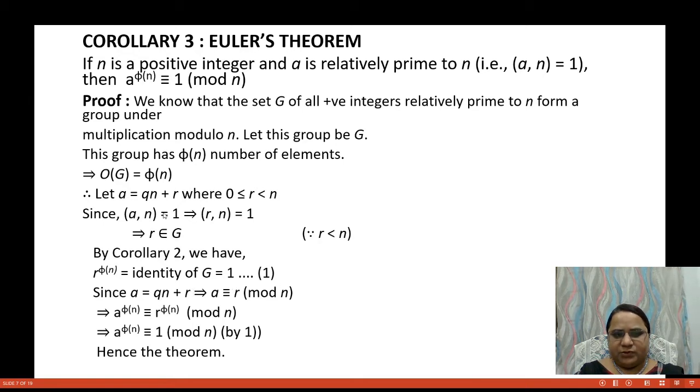Since a is equal to qn plus r, which means a is congruent to r mod n, which implies a raised to phi of n is congruent to r raised to phi of n mod n. Again, a raised to phi of n is congruent to 1 mod n by using equation 1, hence the theorem.